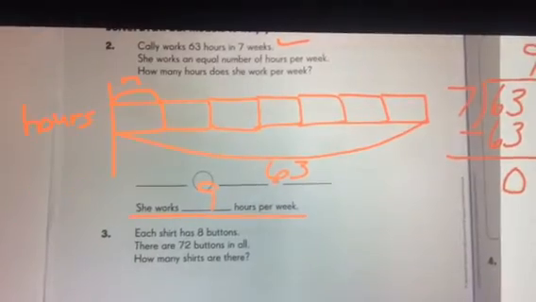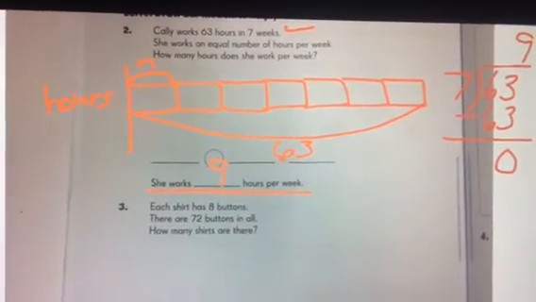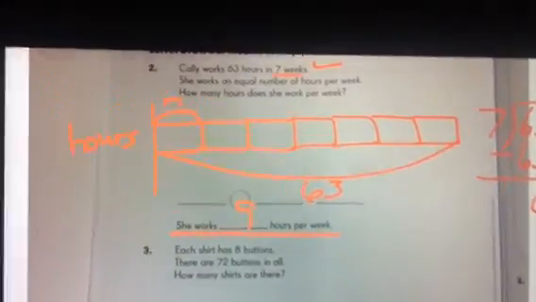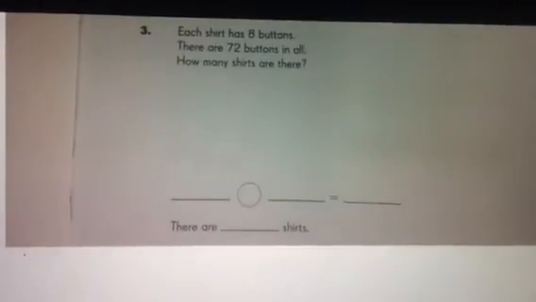And that's how you do a division bar model, when you know the group number and when you know the whole number. Let's go ahead and do the next one.